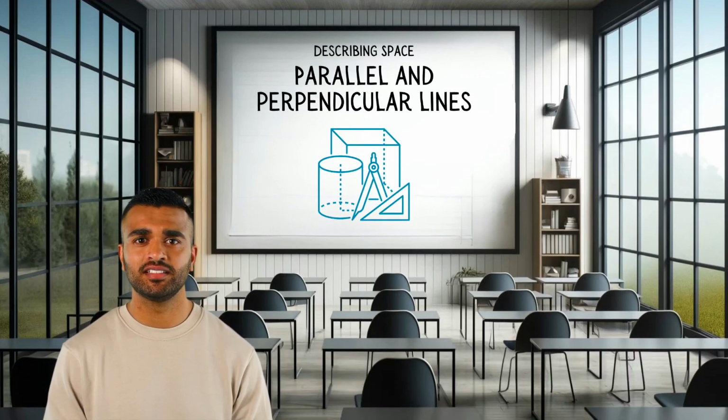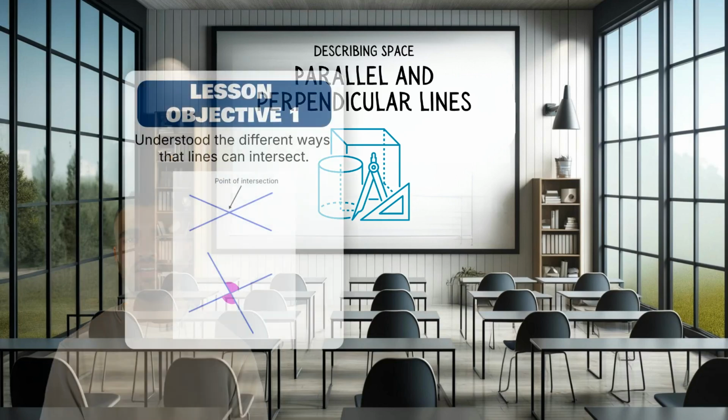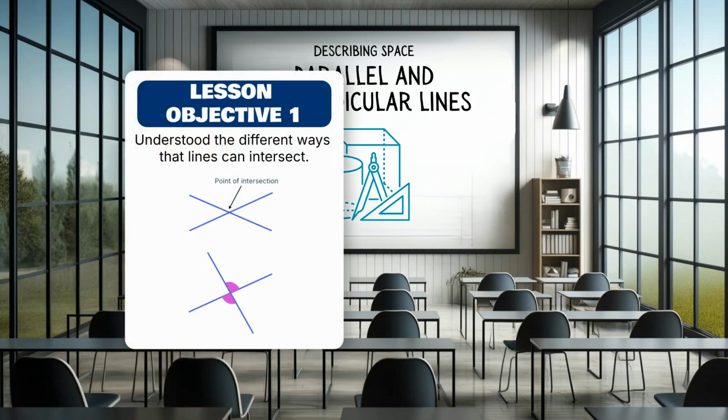In today's lesson, we explored the concepts of parallel and perpendicular lines, crucial for understanding geometric relationships and constructions. We began by discussing how lines can intersect, identifying three main types: intersecting lines, which meet at a point; parallel lines, which never meet and remain equidistant; and perpendicular lines, which intersect at a right angle.